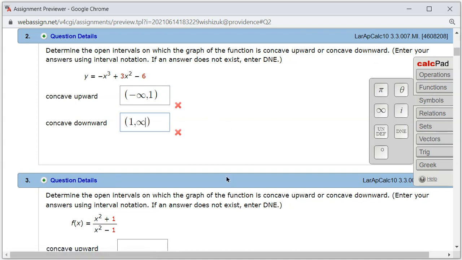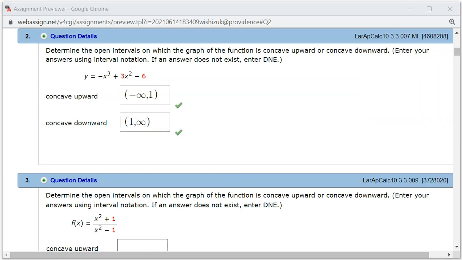All right, let's check the answer. It came back, and it looks like we got both of these correctly. All right, that's it. I hope that this was clear.